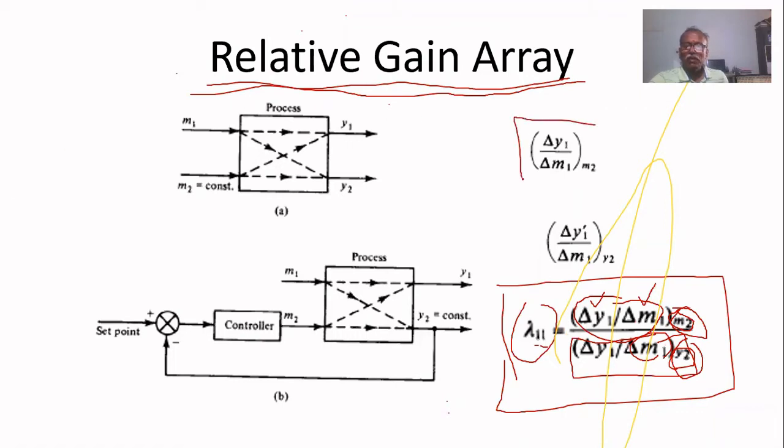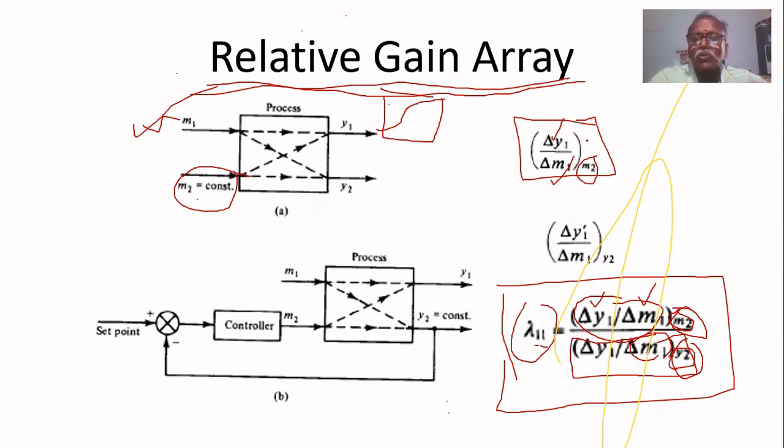How to obtain delta y1 by delta m1, keeping m2 constant? Make m2 constant, no change in m2, a constant steady state m2 value. At that time you give a small change in m1. Notice the change in y1. What is the change in y1? So the delta y1 you got for delta m1, by keeping m2 constant. That's all. So the numerator you got.